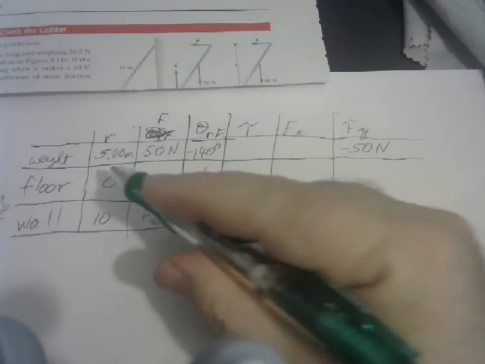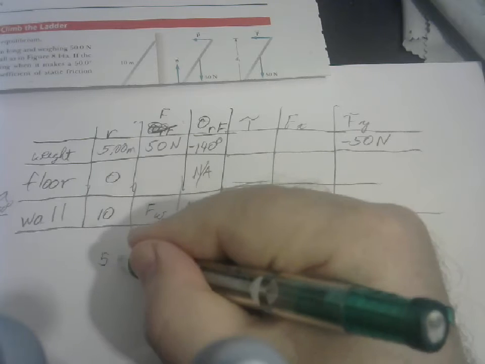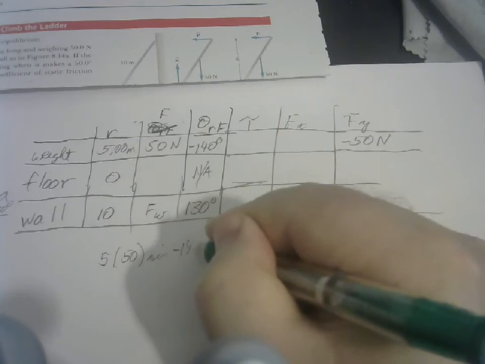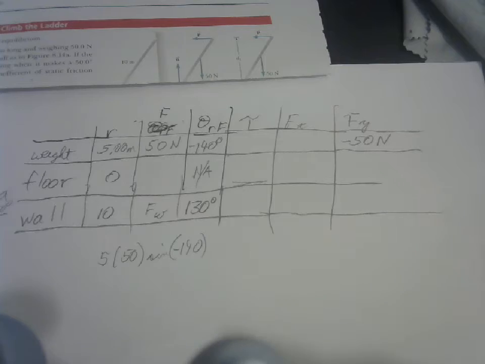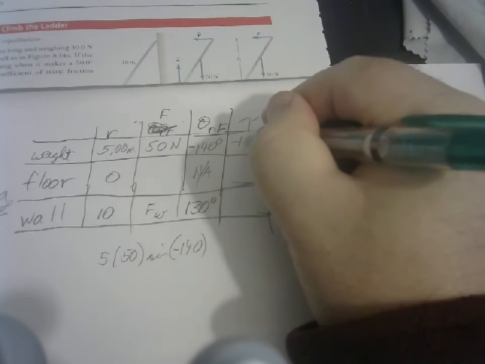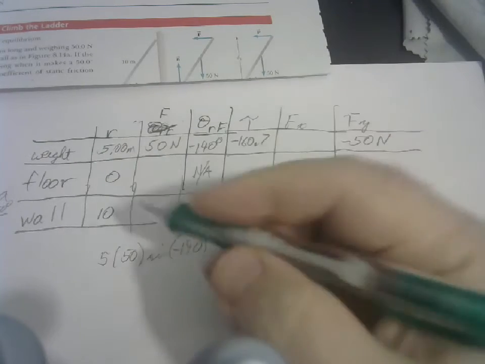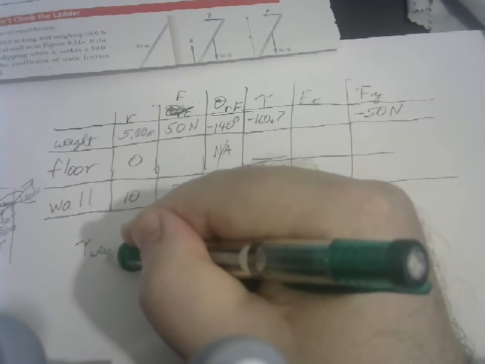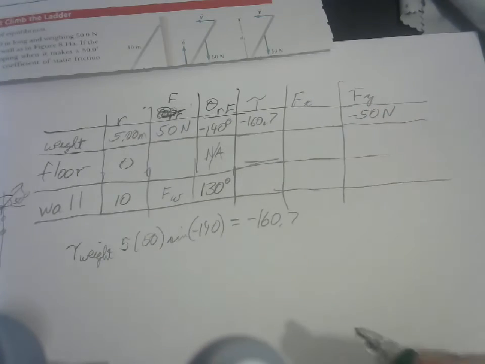But the torque is going to be r F sine theta. So 5 times 50 times sine of negative 140 comes out to be negative 160.7. So this is the torque of the weight, equals negative 160.7.